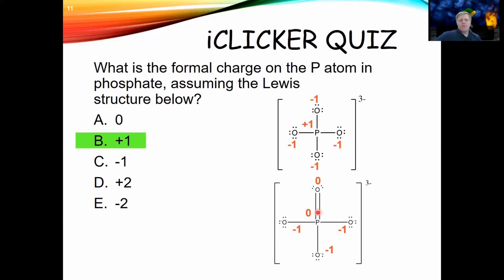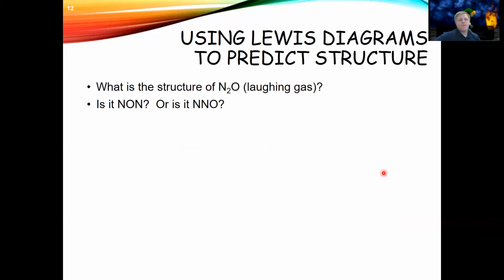Now, looking at that, you might say, well, hold on. Now phosphorus has 1, 2, 3, 4, 5 bonds, which means it's broken its octet. Well, that's true. And we'll get into that in a minute. There are cases where we break the octet. But let's start first by talking about how we can use the Lewis diagrams to predict structure, or this idea of formal charge to kind of tease out which is a more likely structure.